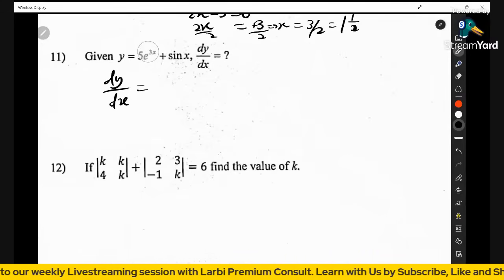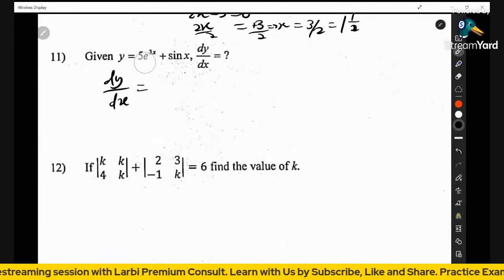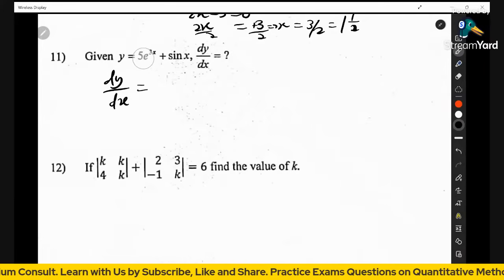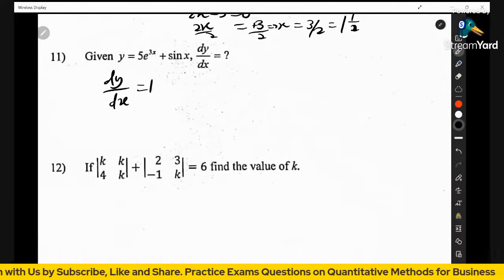So the differential of 3 is going to fetch us 3, right? Once you get that, you multiply that by the coefficient of the exponent, and that's going to result in 15. So we get 3, multiply by 5, you are getting 15.